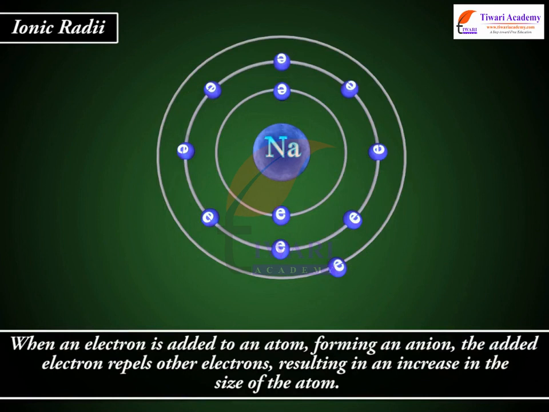When an electron is added to an atom, forming an anion, the added electron repels other electrons, resulting in an increase in the size of the atom.